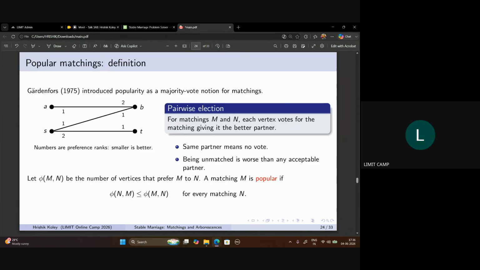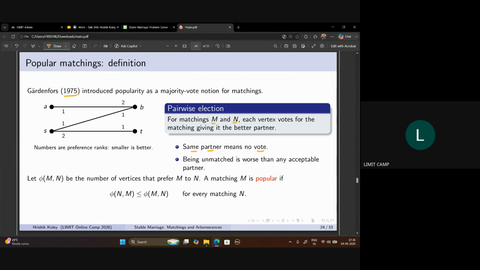That's what Gärdenfors did in 1975. He introduced popularity as a majority vote notion for matchings. So basically, for two given matchings, let's say M and N, each vertex votes for the matching giving it the better partner. If they have the same partner in both matchings, they cannot vote. And being unmatched is considered worse than any acceptable partner.